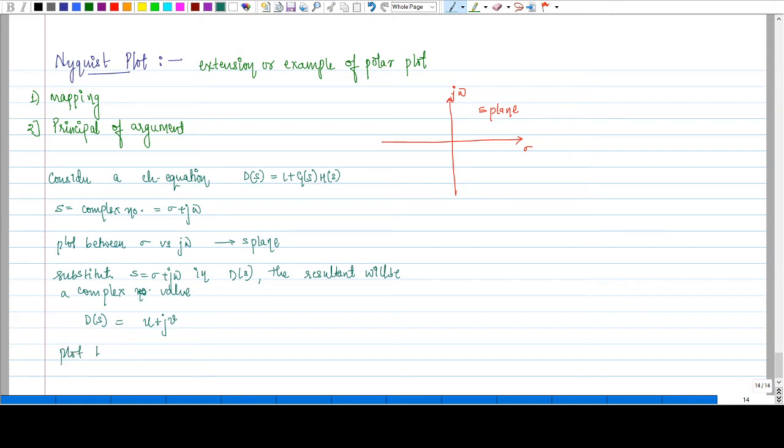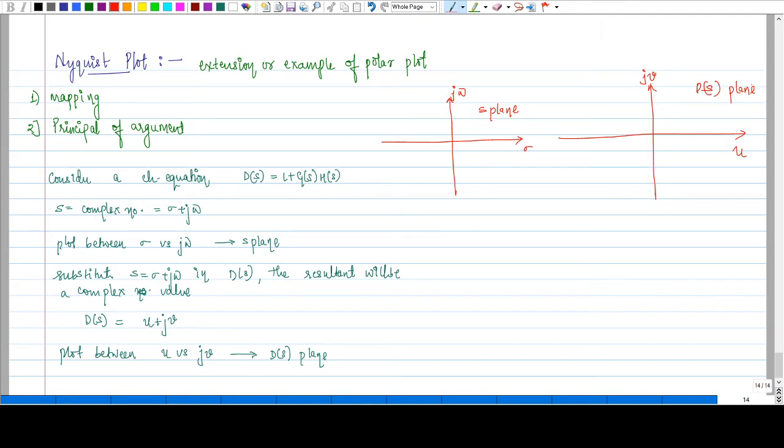Now the plot between U versus JV is our D of S plane. When we plot it here, the x-axis is U and the y-axis is JV. This is nothing but the D of S plane.